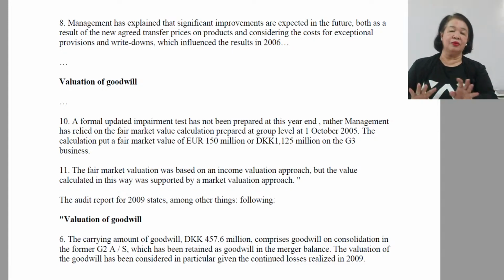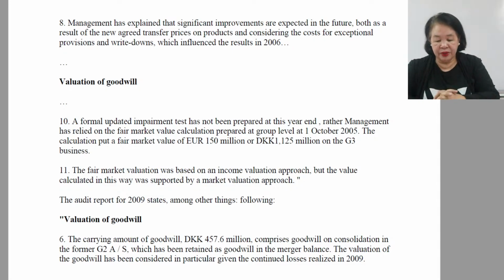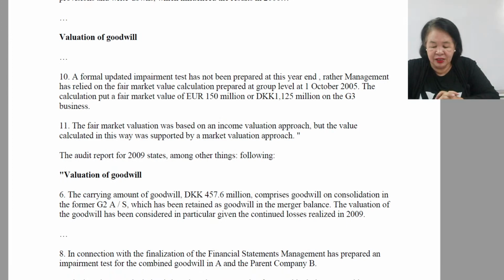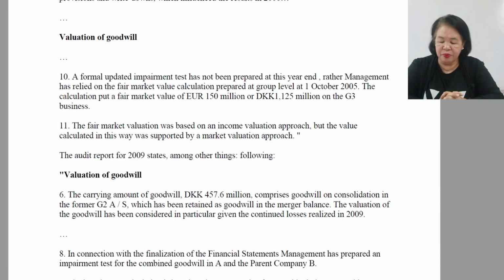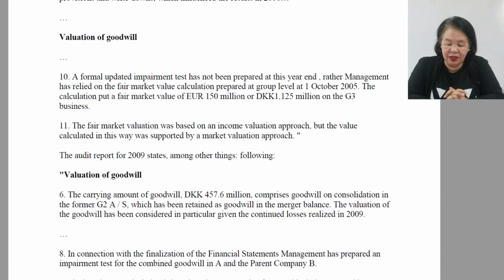So, dito na yung court, no? Tatanong na. So, a formal updated impairment test has not been prepared at this year-end. No? Rather, management has relied on the fair market value calculation prepared at group level at October 1, 2005. No? So, the calculation put a fair market value of euro 150 million or Danish krone 1.125 million on the G3 business. No? Okay. So, yan po yung sa valuation of goodwill.